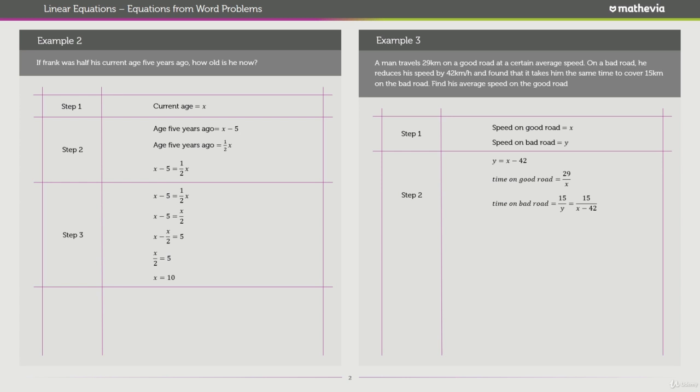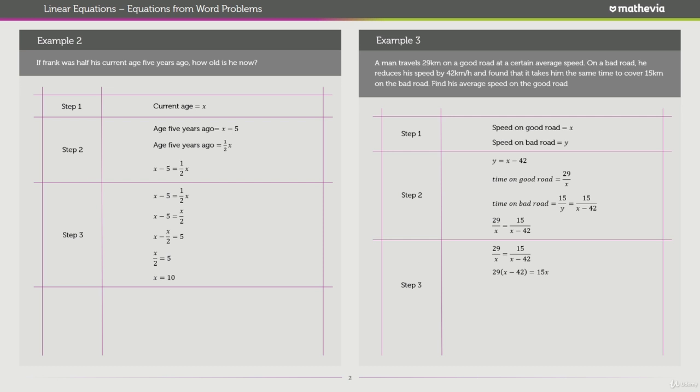Now one final important piece of information that we got from the question was that it took him the same time to cover the distance on the good road as it did on the bad road. So we have that 29 over x equals 15 over x minus 42, and if you notice we have our equation.